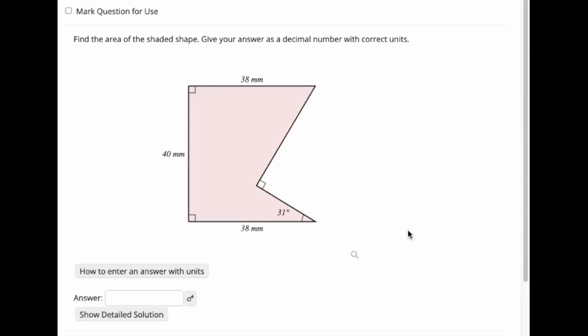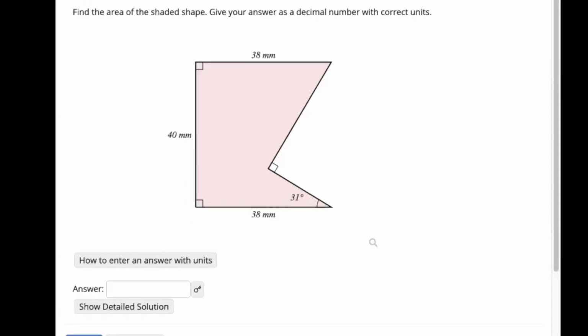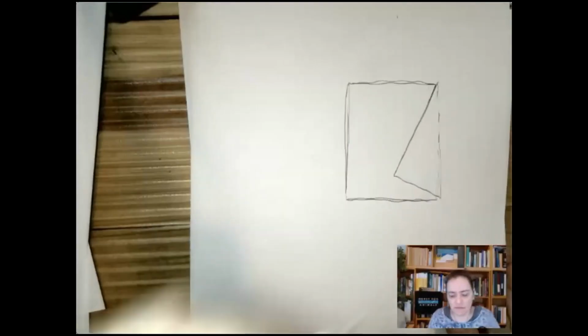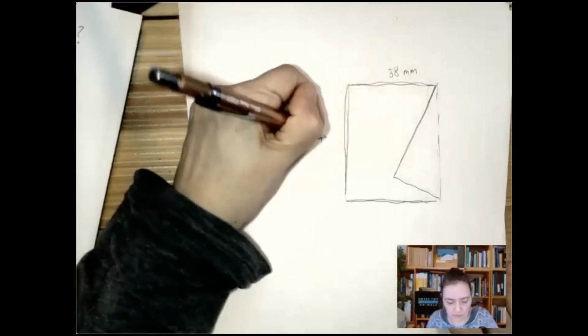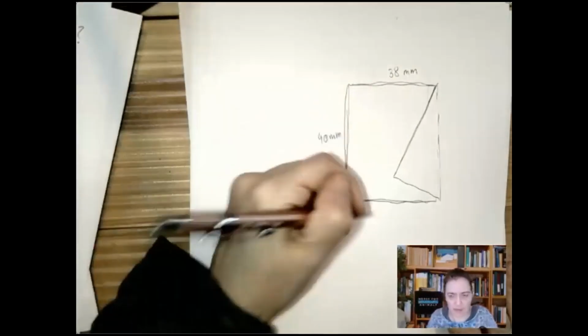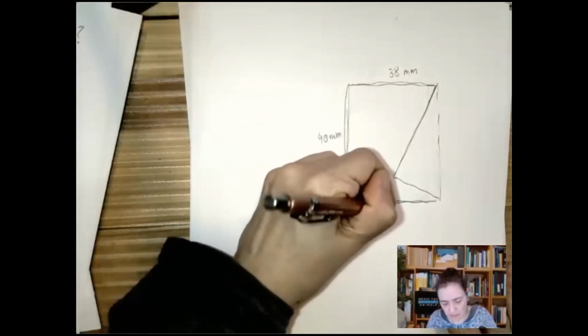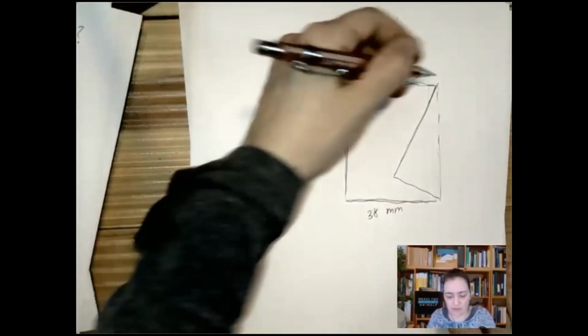So we have this lovely problem. We have to find the area of a shape that looks like someone took out a right triangle from a rectangle. And I think that's going to be the approach too. So we have something like this, where this is 38 millimeters, this is 40 millimeters, and this is 38 millimeters, of course. That's why we know it's a rectangle.